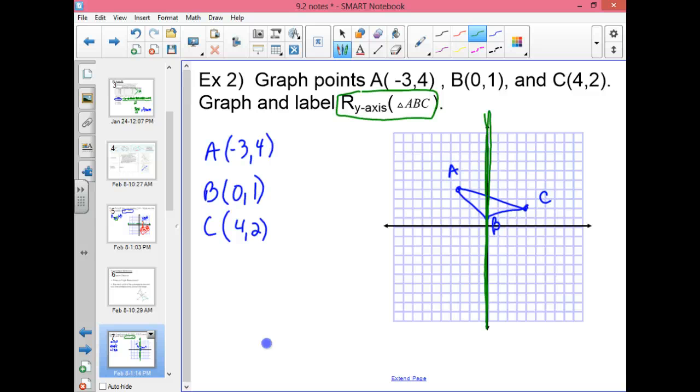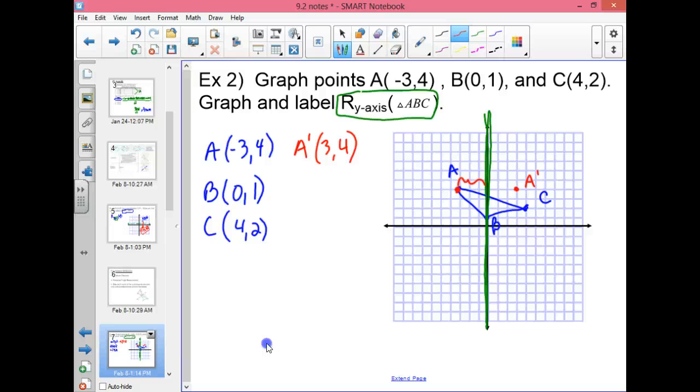So I'm going to take this point A and start there, and I'm going to reflect this point. I'm just going to reflect each point at a time. So I'm going to think about, okay, the distance from my point to the line of reflection is 3. So I'm going to go 3 the other direction. So I have A prime right over here. So my new point, A prime, is this point 3, 4.